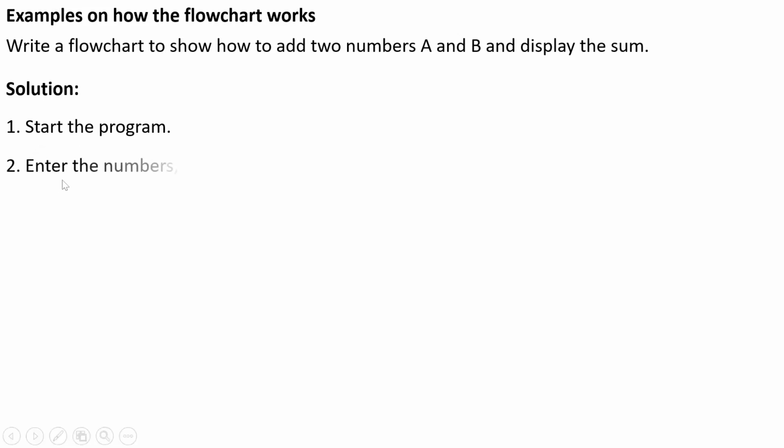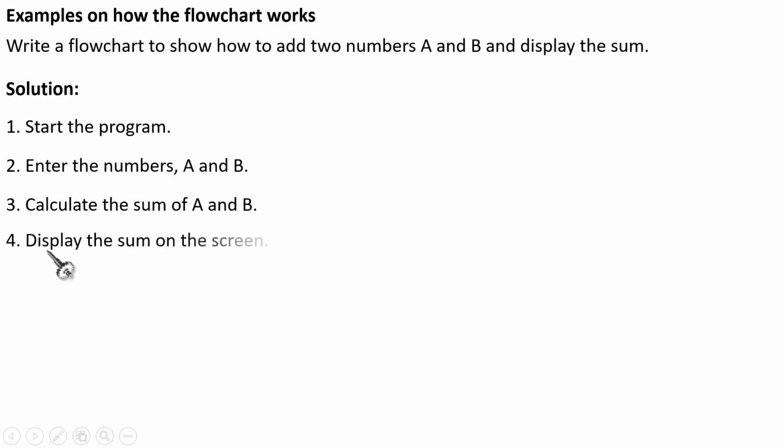Then next, you enter the numbers A and B. Okay, that's what you need to do, right? So after you enter those two numbers, A and B, then what happens? Calculate the sum of A and B. Meaning after you enter them, the calculator will calculate. Then after it does the calculation, what happens? Display the sum on the screen. It will show the sum, or the addition, of those two numbers.